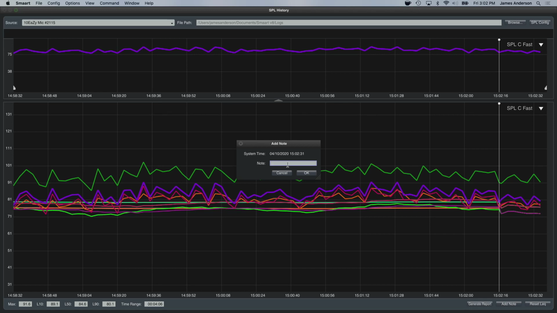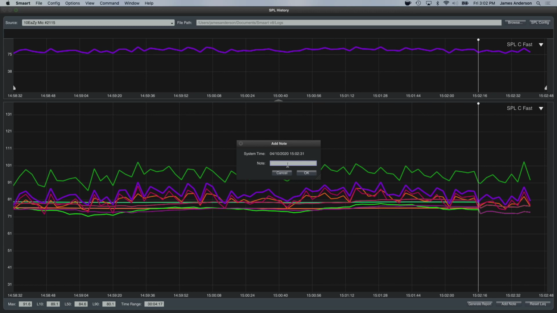If we add a note, that'll add a time-stamped note to the header of the log file as well. So I'm going to call this 3 p.m. because looks like we just reached 3 p.m.